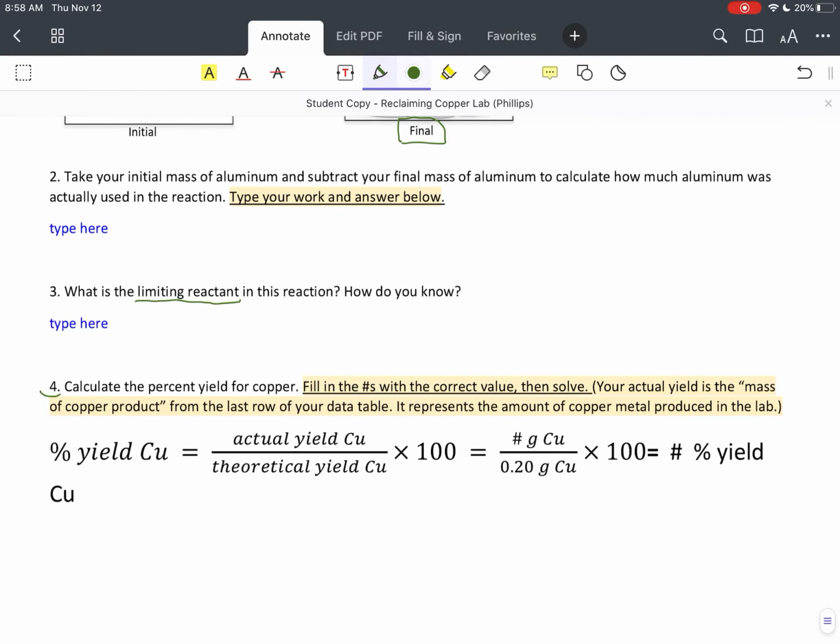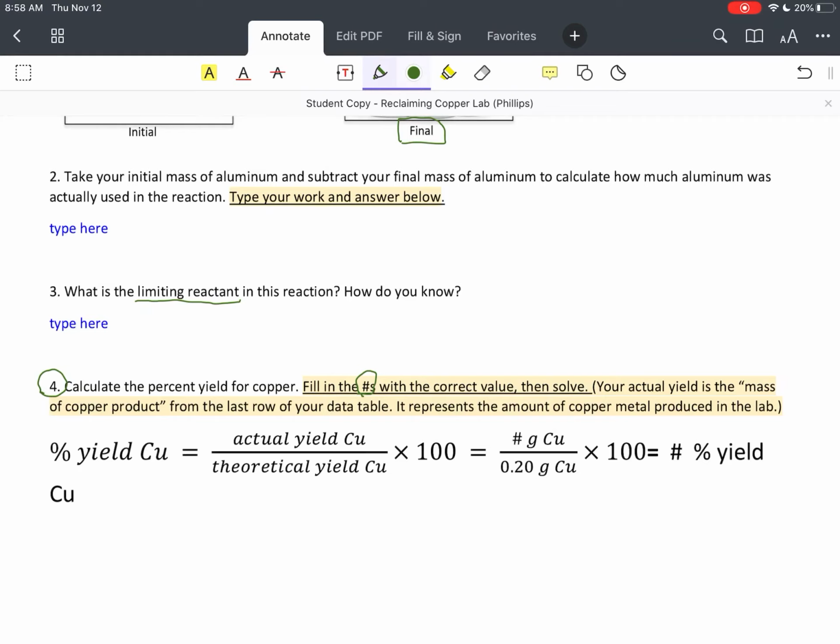Lastly, we're going to calculate the percent yield for the copper that you produced in the reaction. So you're just, again, filling in the number signs with the correct value, and then you're solving. So in order to calculate percent yield of copper, you're going to plug in your actual yield. So this would be from your data table, the final mass of copper that was produced. Your theoretical yield, that's what we calculated at the very beginning.